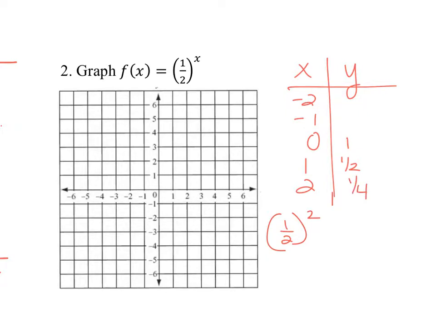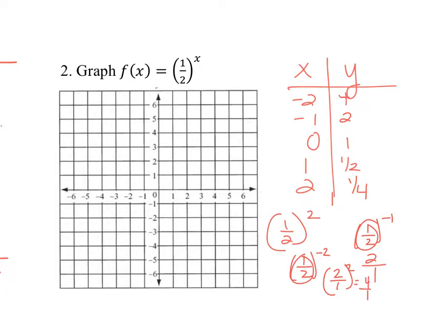So now let's do negative exponents. 1/2 to the negative first power. So that just means these two are going to flip locations to be 2/1, which just makes 2. 1/2 to the negative second power. These two flip locations, so it's 2/1, and then I have to square it, which will be 4/1, which just makes 4. So now I'm just going to go ahead and graph this.